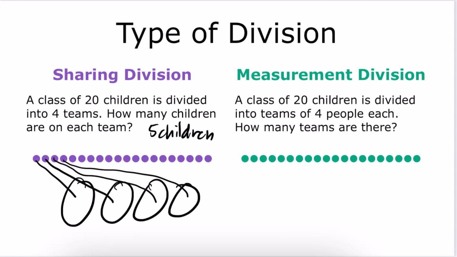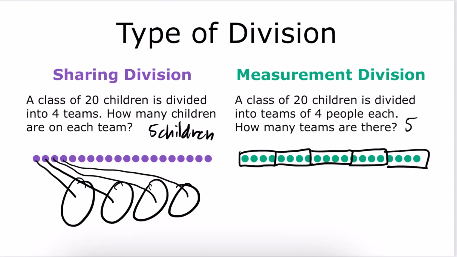Measurement division, on the other hand, is when you have an amount and you're splitting them up into a specified size of group, and you want to figure out how many groups there are. So this would be like if you had a class of 20 children and you were dividing them up into teams of 4 people each, and you are trying to figure out how many teams there are. So again, the answer is still 5 because you're doing 20 divided by 4. But the situation that it's modeling is very different.